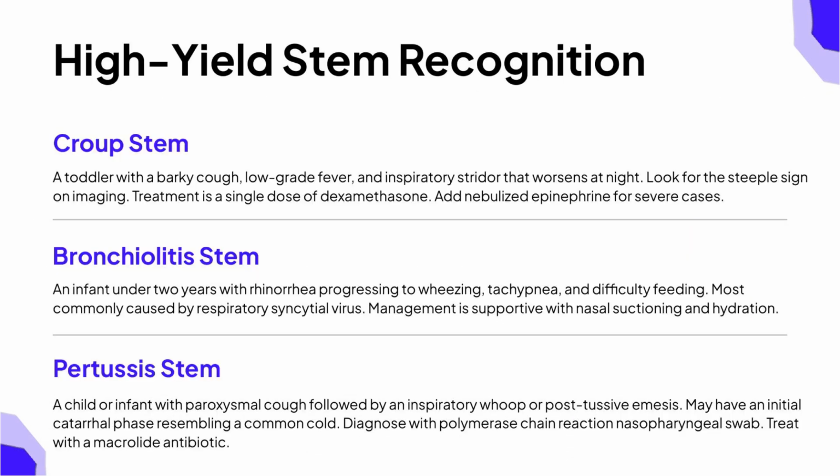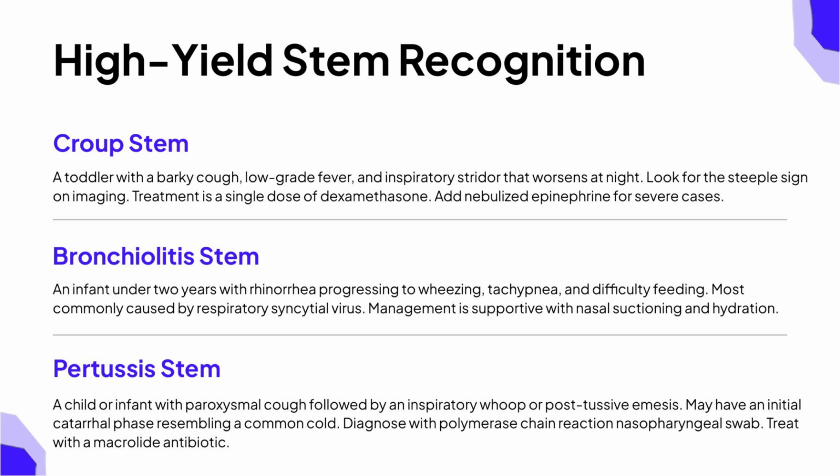Now let us talk about recognizing the classic question stems. For croup, the boards will describe a toddler, usually between 6 months and 3 years, who has a barky cough, a low-grade fever, and inspiratory stridor that gets worse at night. If they show you an X-ray, look for the steeple sign. Treatment is a single dose of dexamethasone, and you add nebulized epinephrine if the case is severe.